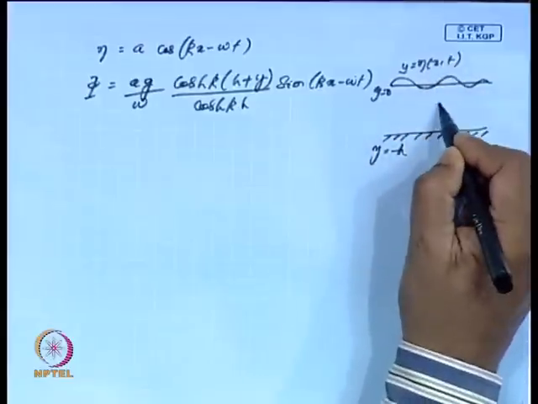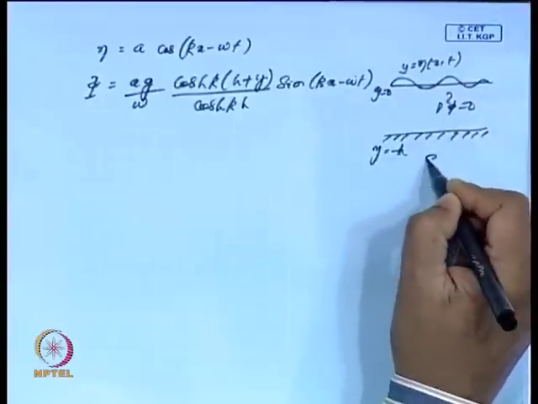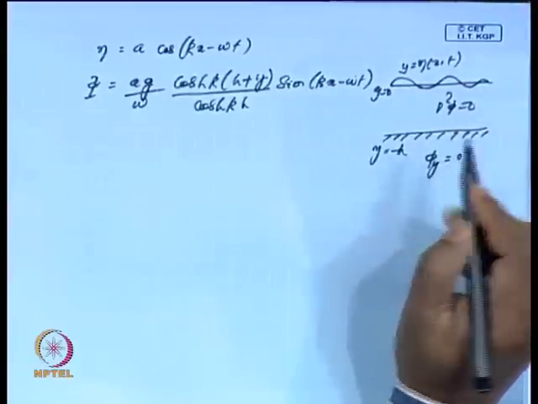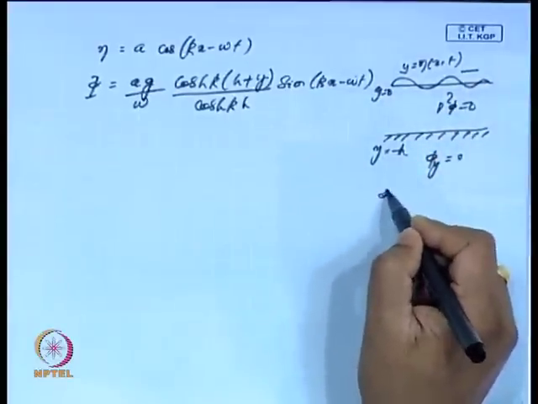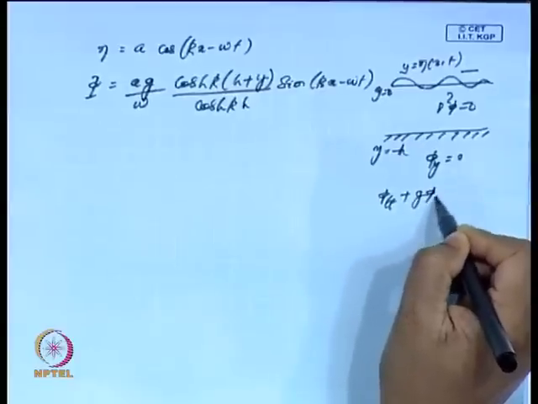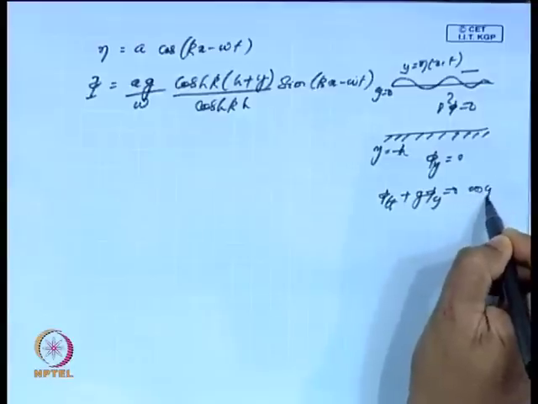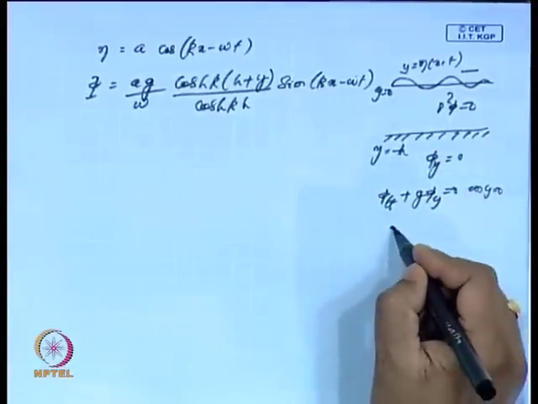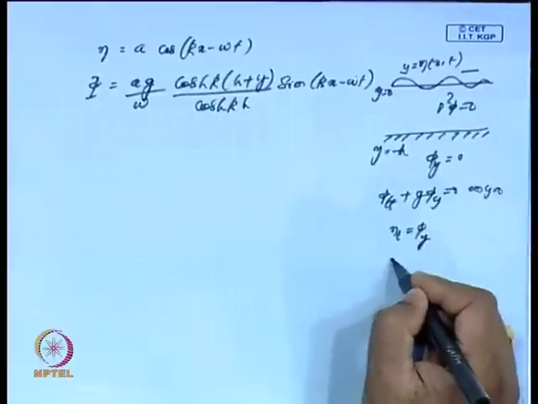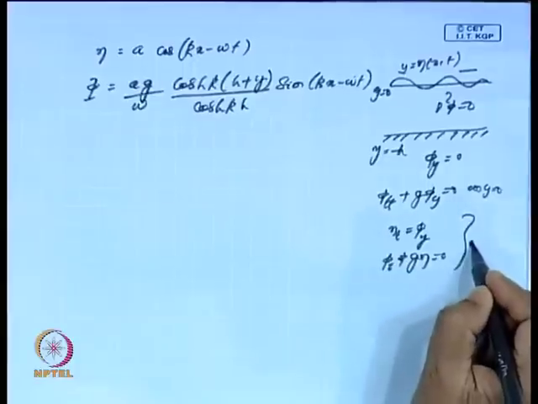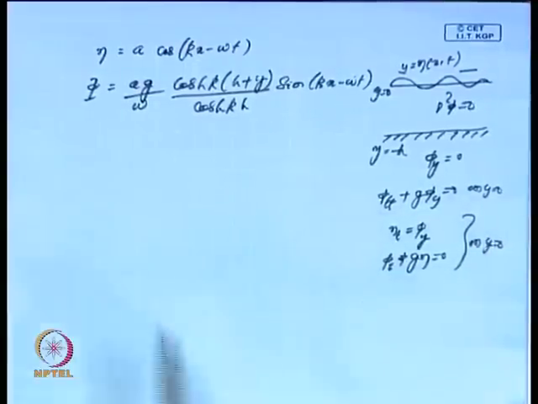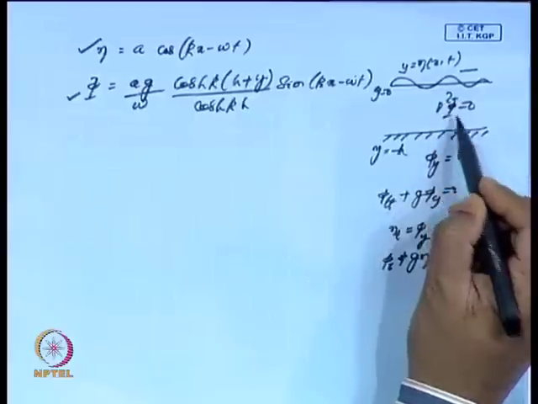I have del square phi is 0, phi y is 0 at the bottom, and on the free surface, exactly on y is equal to 0, we have phi tt plus g phi y is 0. We have also seen the relations eta t is equal to phi y, and phi t plus g eta is equal to 0. These two conditions are satisfied on y is equal to 0. So basically, if we have a given eta, then we can find the corresponding phi.